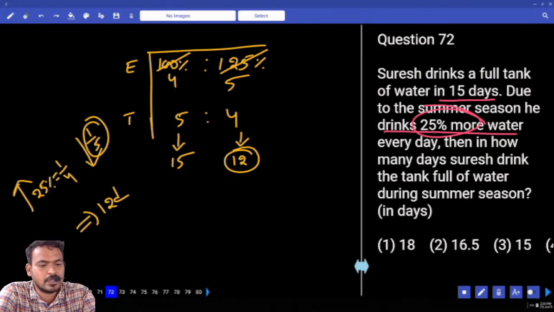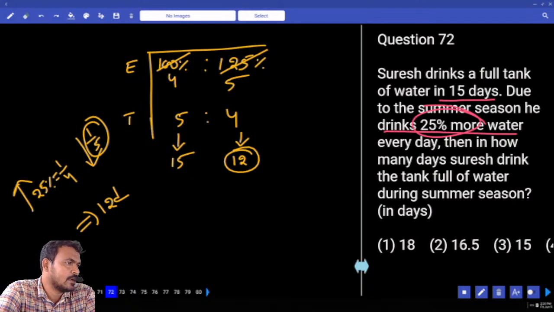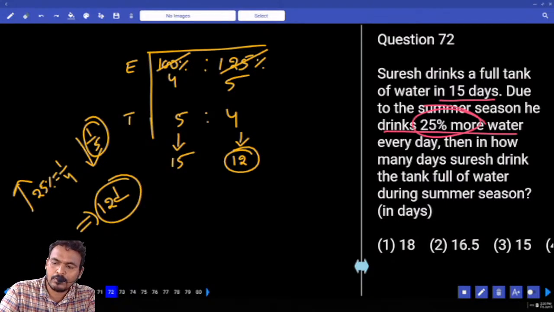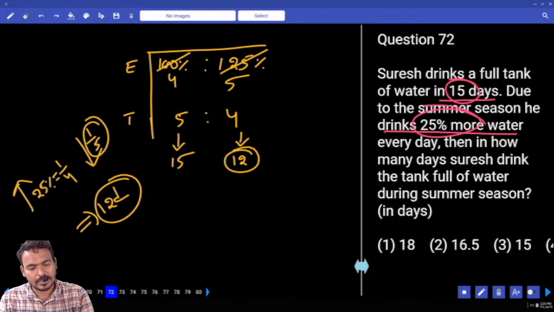Inversely proportional. What is the increased value? 25%. Obviously the decreased value is 1/5, or not? 1/5 means 20%, or not? Time is reduced by 20%. What is 20% of 15? 3 days. 15 minus 3, 12 days.